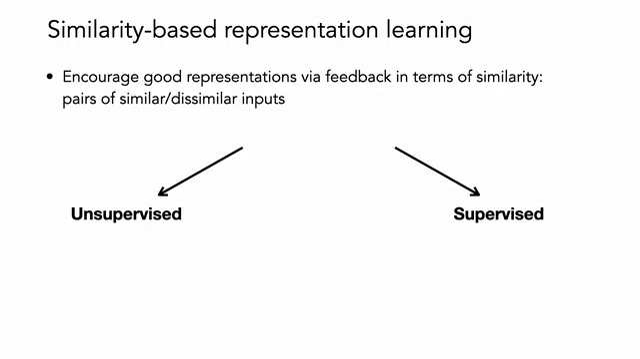So one of the high-level ideas that has had a lot of traction here is explicitly encouraging good representations via feedback in terms of the similarity of data. So you have pairs of either similar or dissimilar inputs. You're not just looking at one example at a time. You're actually looking at 2 or maybe 3 examples and giving information to the model about what should be similar and what should be dissimilar.